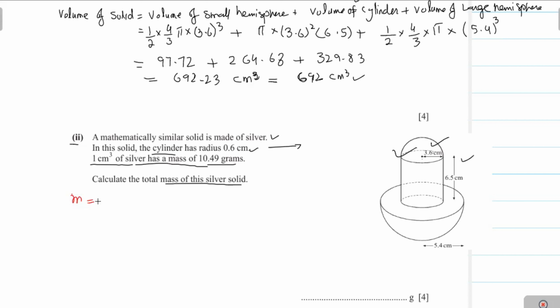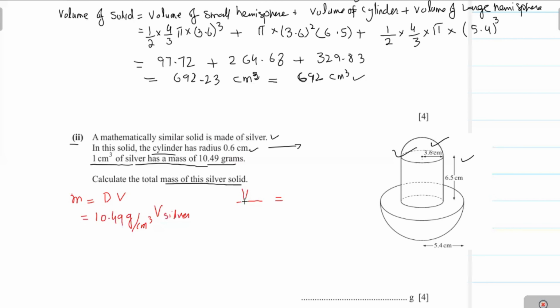The mass is equal to density into volume. Here the density is given. The density of the silver is 10.49 gram. We write here 10.49 gram per cubic centimeter. But the volume of the silver is not given. We can find this volume by using the rule of similar figures, in which the ratio of the similar volumes is equal to the cube of the corresponding ratio of the similar figures.